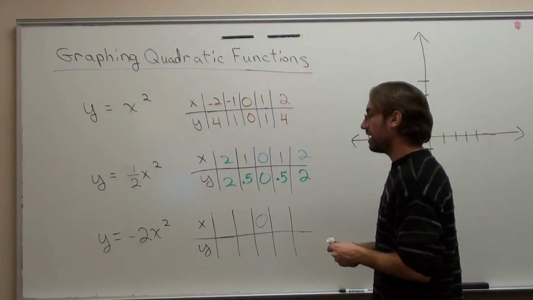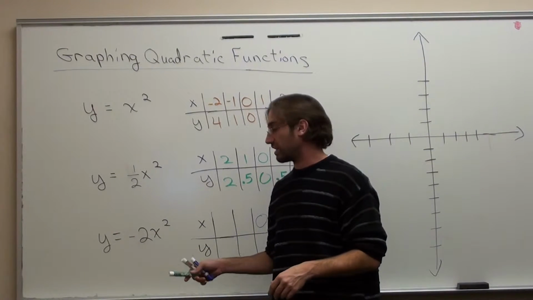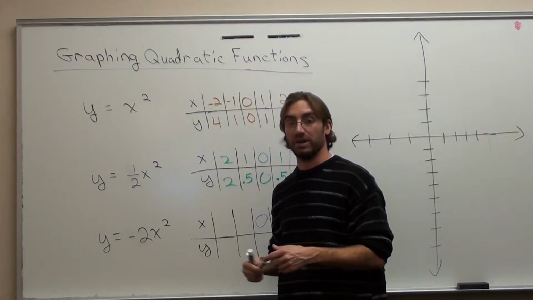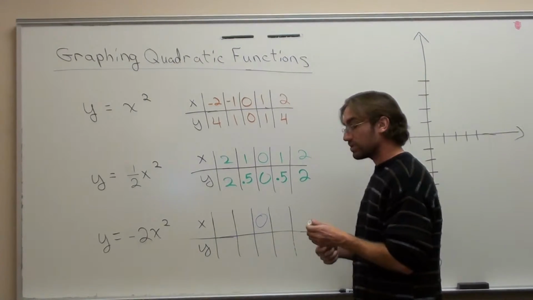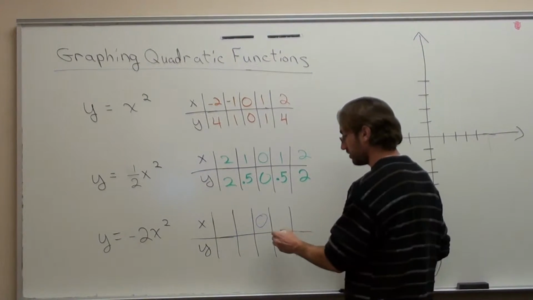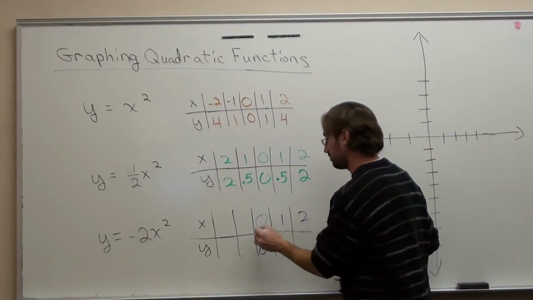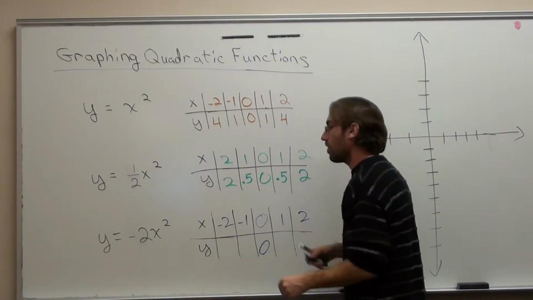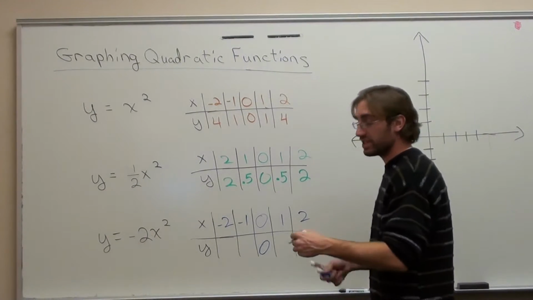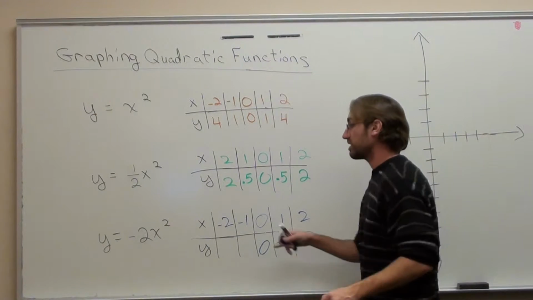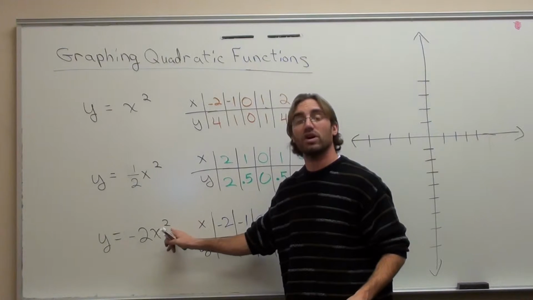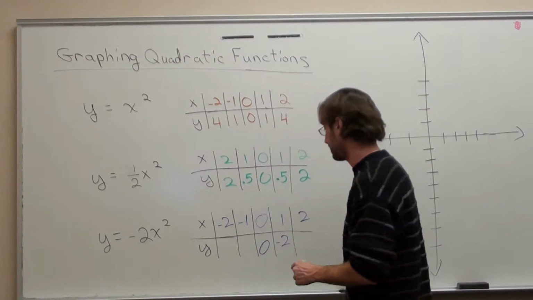Now for the blue one, there's a negative, and you do the negative last because you do exponents first, then multiply by -2. So when I substitute in 0, 0 squared is 0, times -2 is still 0. When I substitute in 1, 1 squared is 1, times -2 is -2. When I substitute in 2, 2 squared is 4, and 4 times -2 is -8.